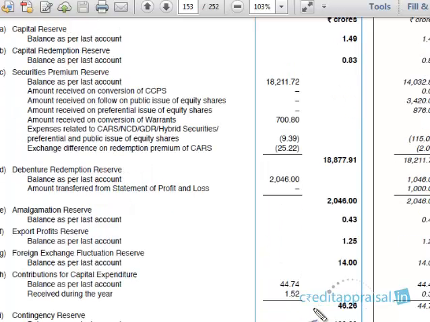So there is a capital reserve, capital redemption reserve, securities premium reserve. This is when the shares are issued at a premium to the face value. Say for example, the face value is 10, and you have issued the share for 100. The difference, 90, is the share premium. So this 10 goes to the paid up capital and the balance 90 goes to the securities premium account.